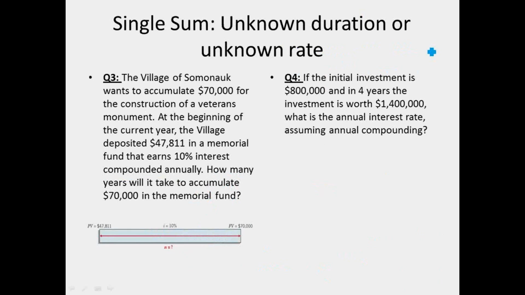Let's suppose we're trying to build a monument and it's going to cost us $70,000. We had a fundraiser and we earned $47,811. For whatever reason, we have a commitment from the monument builder that regardless of what year we actually engage their services, they will do it at a cost of $70,000. So we were hoping we would raise the full 70 now, but we only raised 47,000. So we're going to deposit it in an account that earns 10% interest per year and just wait until it is big enough to get the monument built. How long is it going to take us to get that monument built?